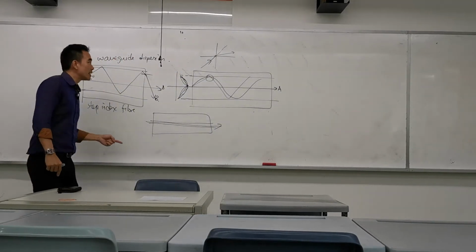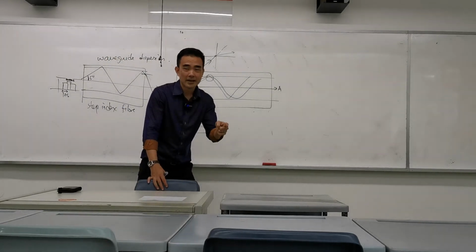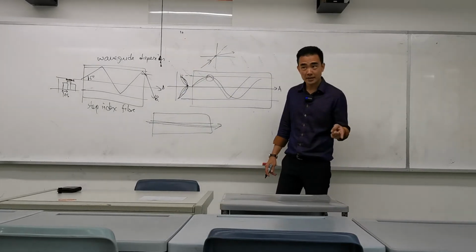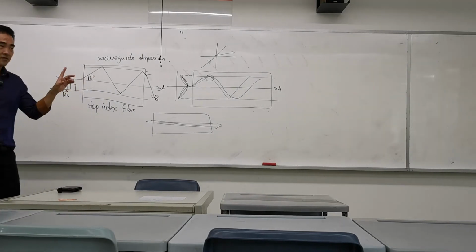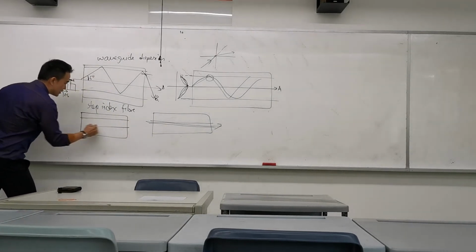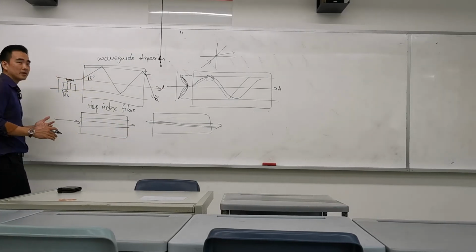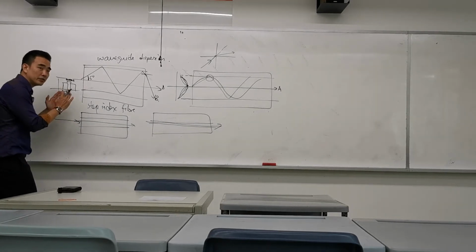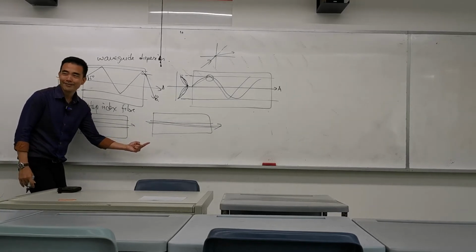Now the other one, other than waveguide dispersion, is another dispersion, check your notes. Material dispersion, yes, correct. Material dispersion is easier to handle, but there's still some form of dispersion. If you shine white light, even if it goes straight through, white light comprises different colors, different wavelengths. So the different wavelengths will have different refractive indices. So which one will come out first, red or blue? Red.